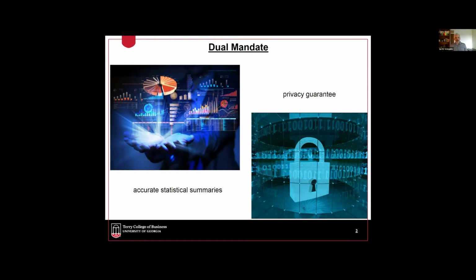Okay, so let's get right into the first thing. Statistical agencies face this dual mandate where they have collected some information we're going to think of as being confidential, and then they're charged with producing accurate statistical summaries that can be made available to the public for all kinds of decision-making purposes. But at the same time, they're responsible for maintaining the privacy of the sensitive characteristics of the individuals and businesses that have entrusted them with their information.